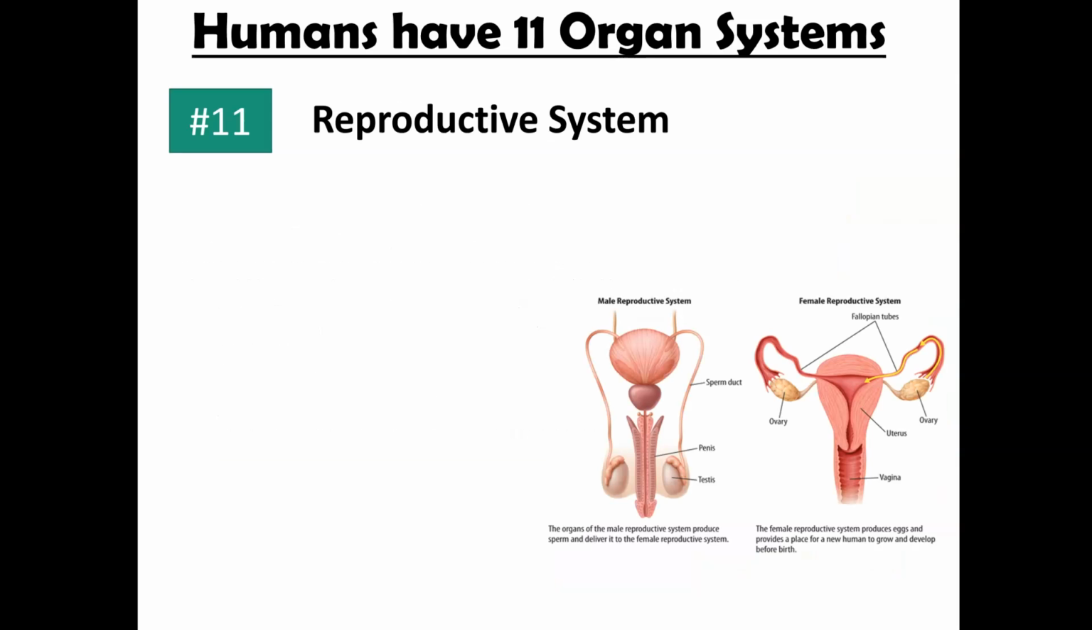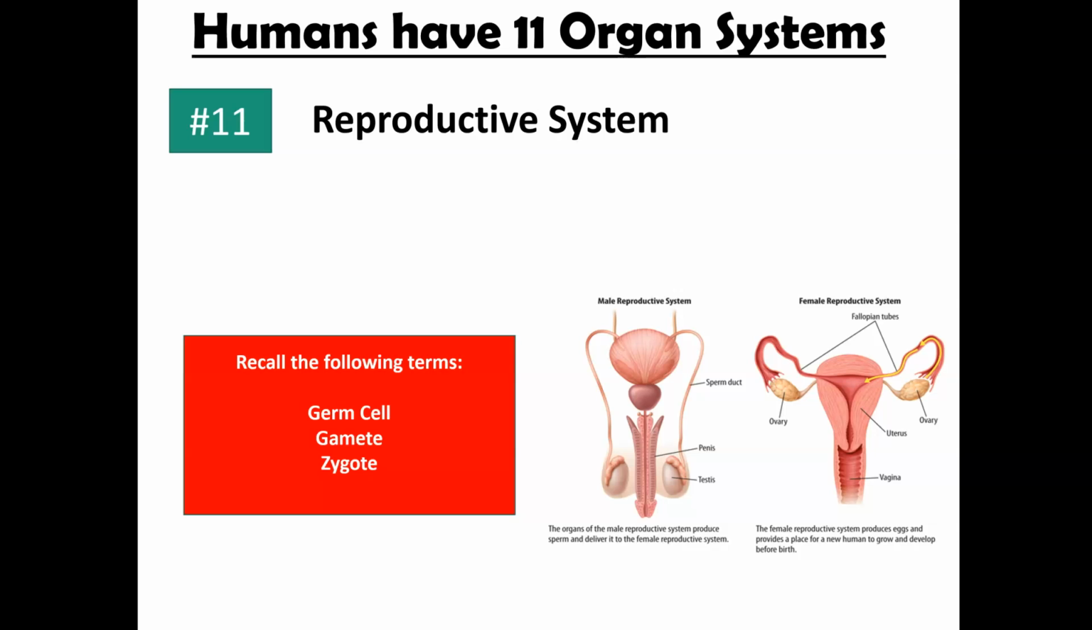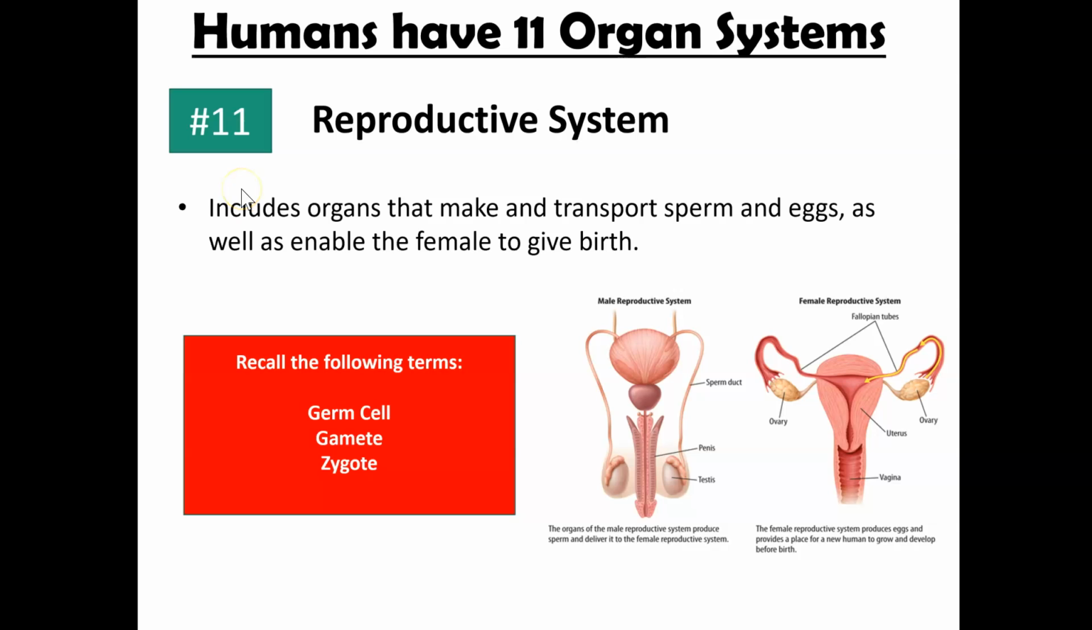And then the 11th one is the reproductive system, the system that allows you to have offspring, which includes organs that make and transport sperm and eggs. These are gametes, as well as enable the female body to give birth. Okay, remember these terms: germ cells, gamete, zygote, from your genetics unit. But this is the diagram of the male reproductive system, and this is a diagram of the female reproductive system.